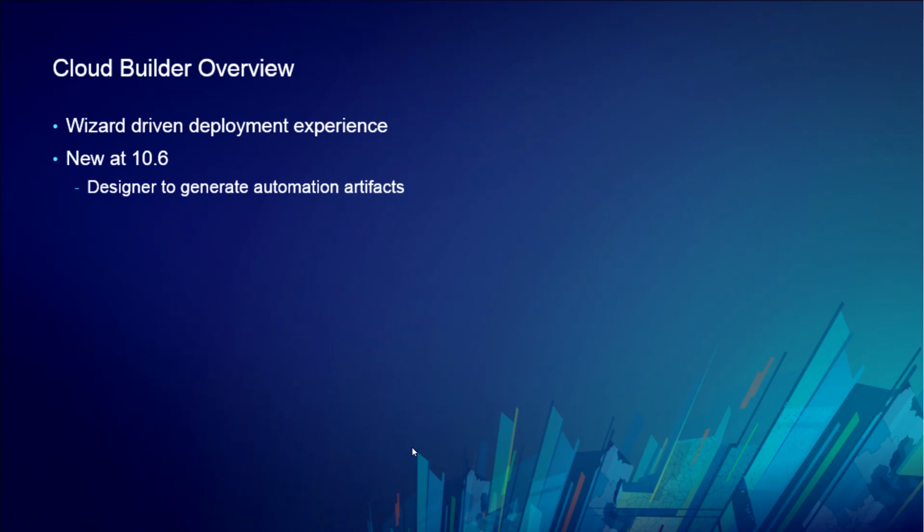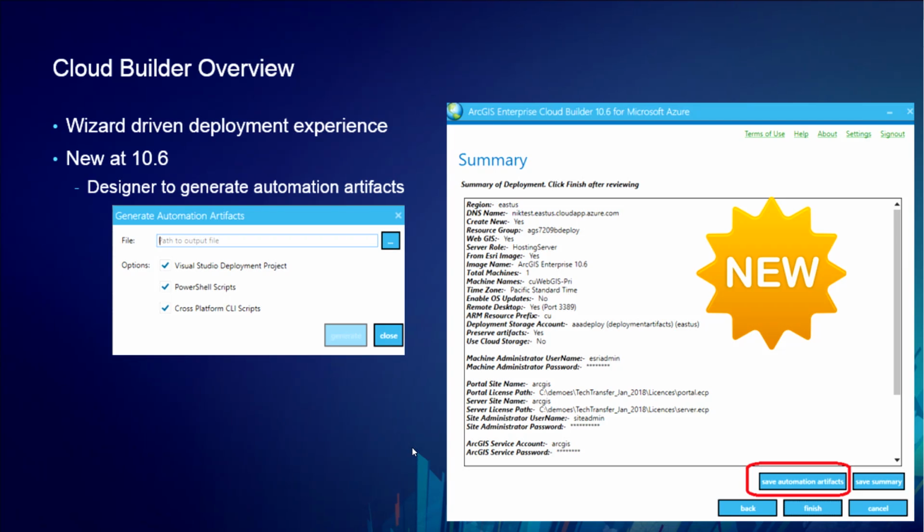As I mentioned, Cloud Builder is a wizard-driven experience for you to achieve your deployment workflows. At 10.6, it takes on a new form. It's also now sort of a designer to generate automation artifacts. So this is that summary page that I talked about, and I'd like to draw your attention to the highlighted button over there, where once you walk through Cloud Builder and its wizard, you can choose to click Save Automation Artifacts, and it'll pop up a dialog saying, okay, what do you want this automation to target?